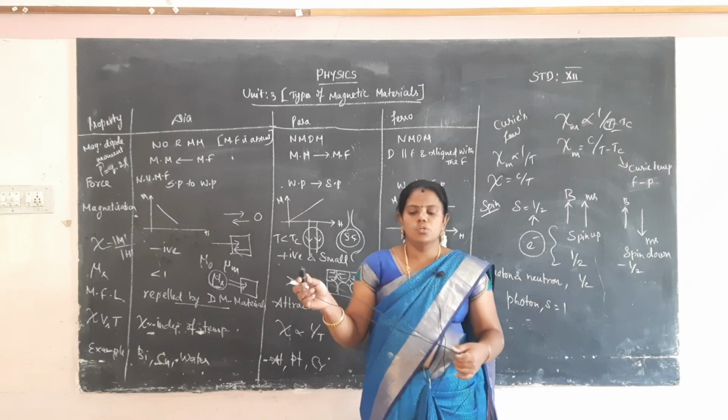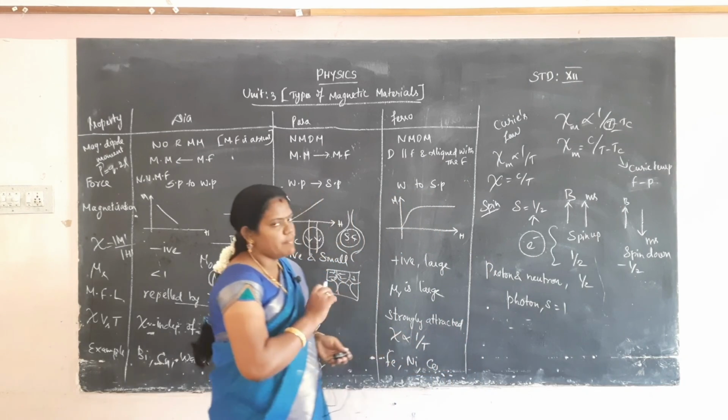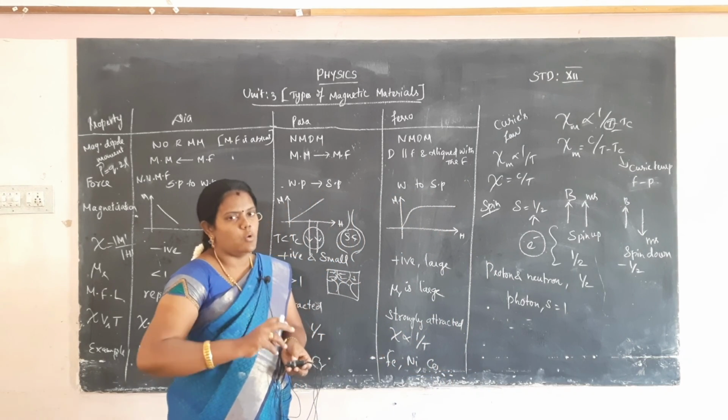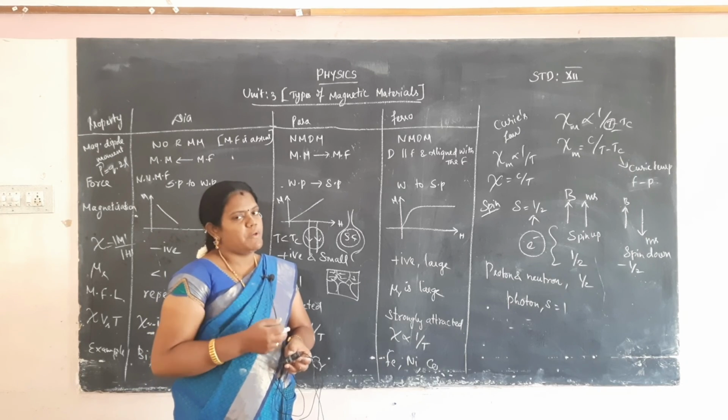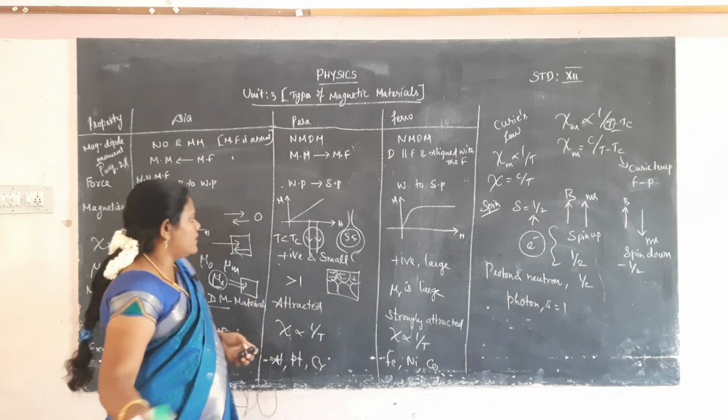So in this session I explained the types of magnetic materials, the Meissner effect, the maglev train, Curie's law, the Curie-Weiss law, and spin. Okay. And today's homework.